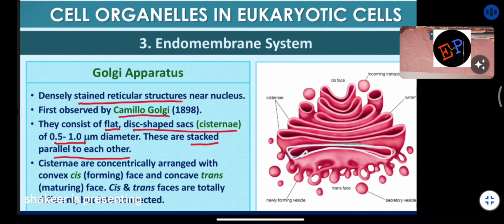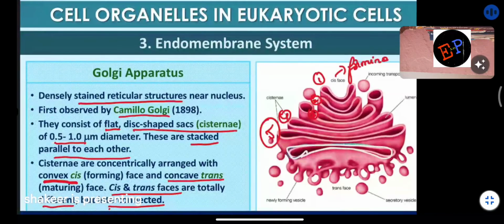So how many cisternae are there? Look carefully here: 1, 2, 3, 4, 5. So all of them are called cisternae with some interconnections between them. So cisternae are concentrically arranged with convex cis face and concave trans face. So cis and trans faces are totally different, but they are interconnected. So this region is called the forming region. Are you able to understand? And this side we can call the maturing side.